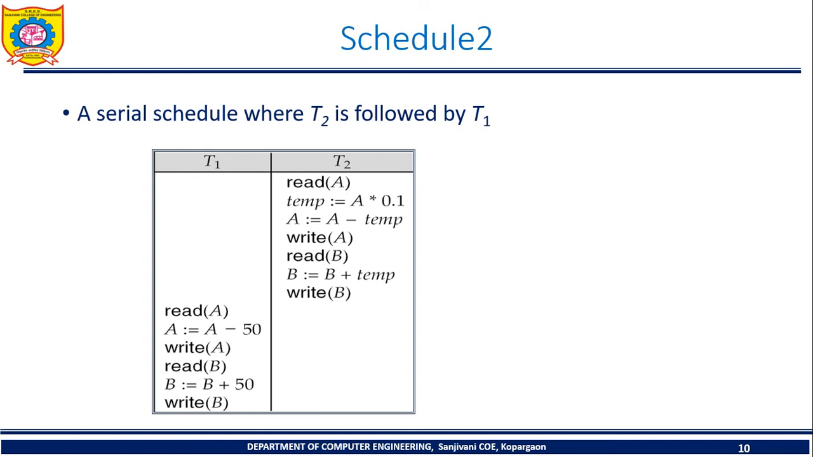Next, schedule 2, a serial schedule where T2 is followed by T1. You can see the operations of transaction T2 followed by the operations of T1. That is schedule 2.